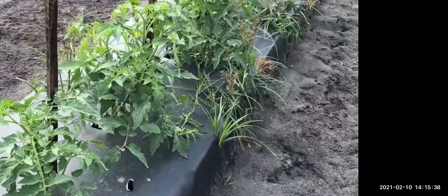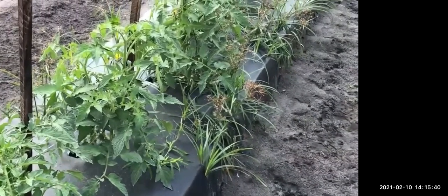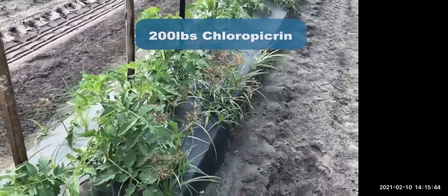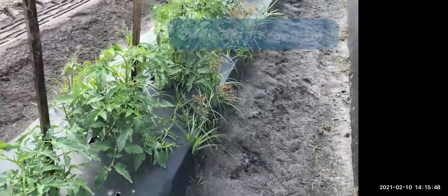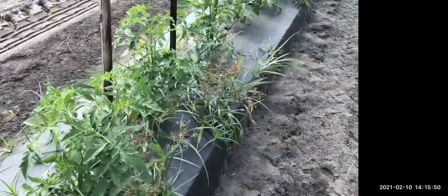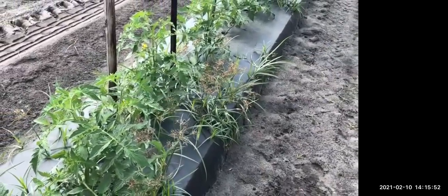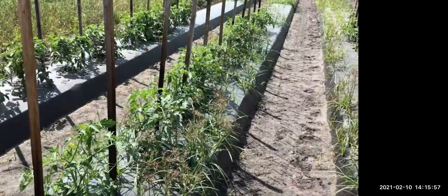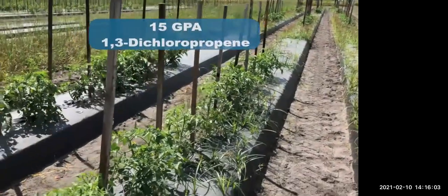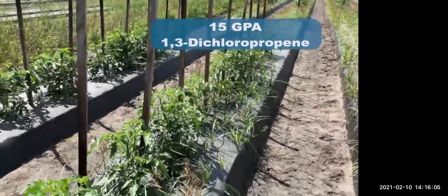Finally, at 200 pounds of chloropicrin per acre, you can tell that the nutsedge density has started to thin out a little bit. As you can see in the graphs, you get decreased density, but still not complete control. There's still a fair number of nutsedge in this plot, and the tomatoes are still looking fairly good. Now we're going to switch and look at 15 gallons per acre of 1,3-dichloropropene. And you'll notice right off that still did not achieve nutsedge control.